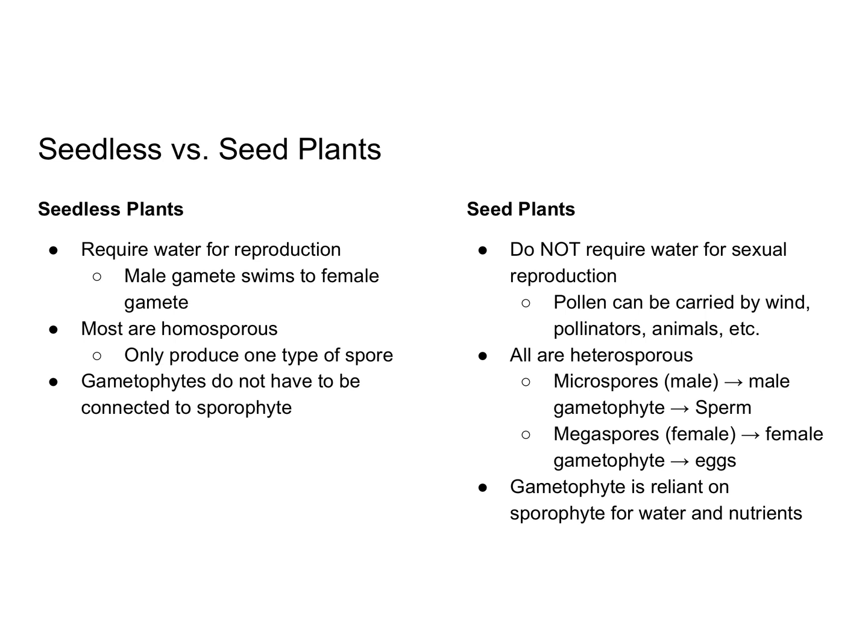Seedless plants require water for reproduction. The male gamete has a flagellum, so it has to swim to the female gamete. Most seedless plants are homosporous, meaning they only produce one type of spore. In seedless plants, gametophytes do not have to be connected to the sporophyte. And remember that this is related to the alternation of generations.